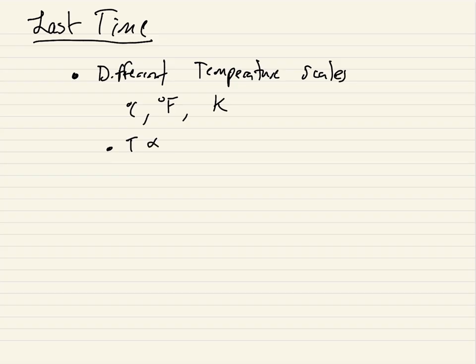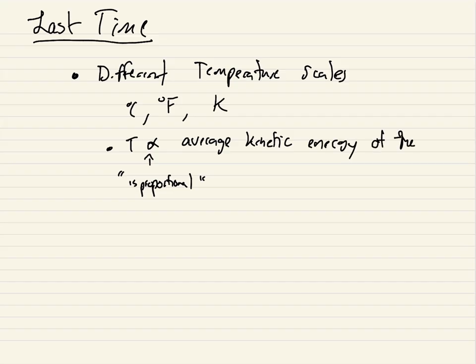So temperature is proportional, that's what this little fish symbol means, to the average kinetic energy of the substance. That just means how fast the molecules or atoms are vibrating or bouncing around. So when they're moving around faster, the temperature goes up. And we talked about the difference between temperature, kinetic energy, and the heat of a system.